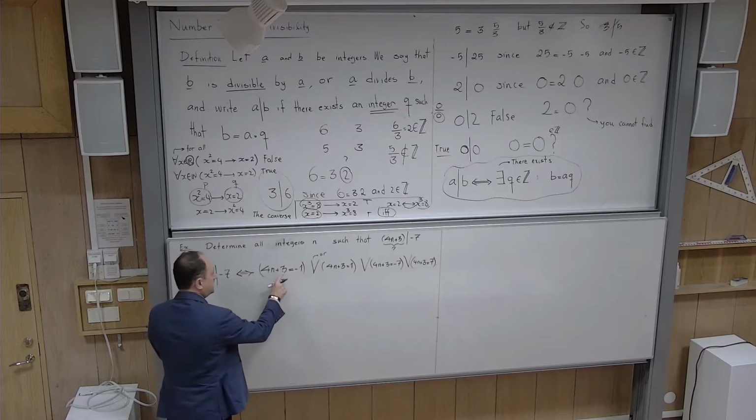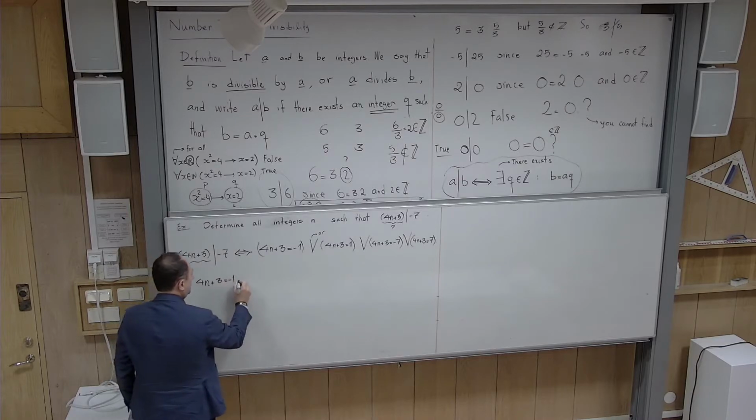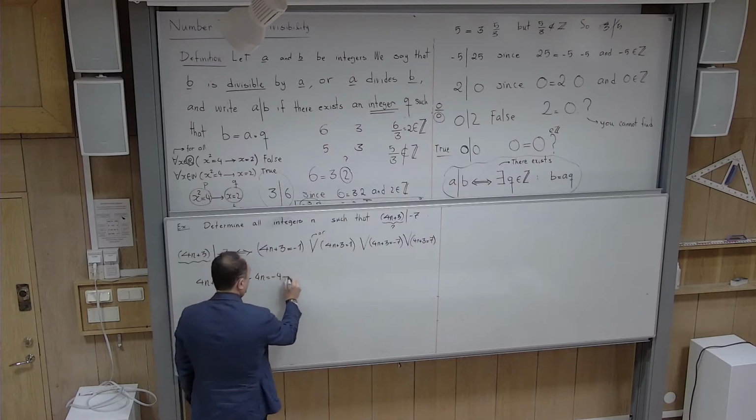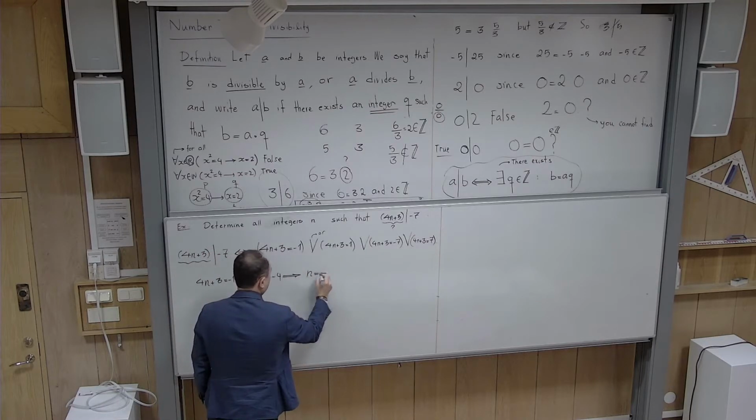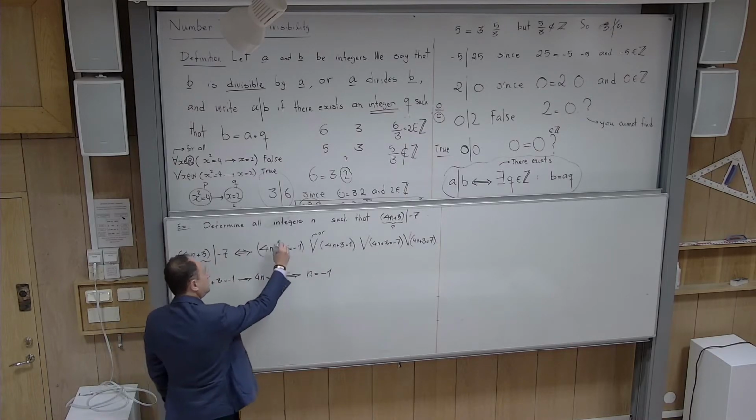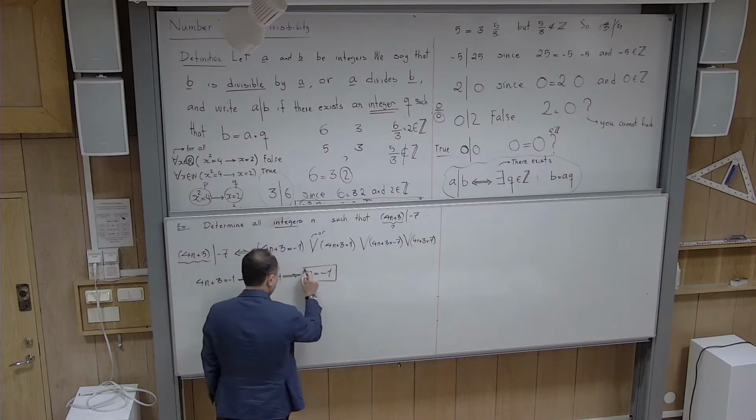So let me understand what happens here. 4n plus 3 is equal to minus 1. Then what is my answer? 4n is equal to minus 4. And then what can I conclude? That n is equal to minus 1. Is minus 1 acceptable? Yes, because the problem is asking about integer n's and minus 1 is an integer. That's one solution.